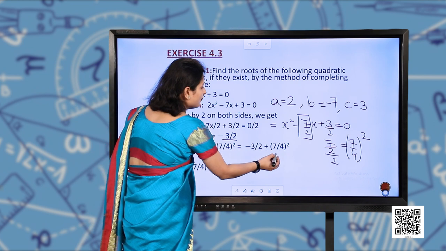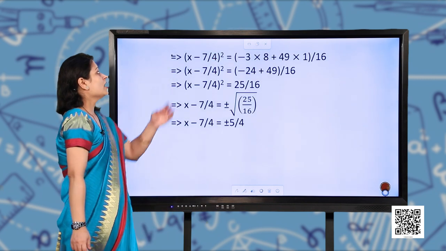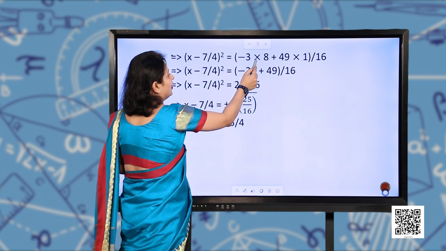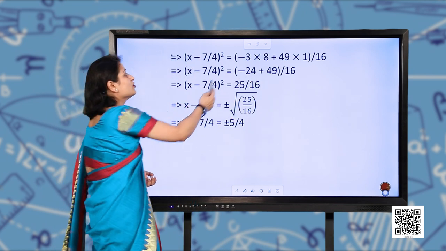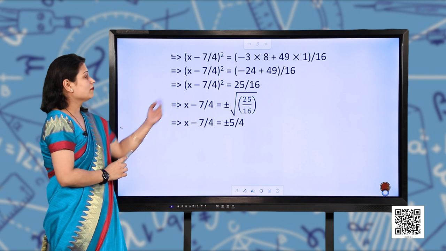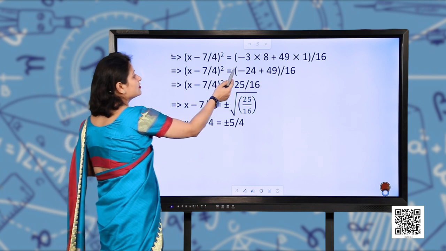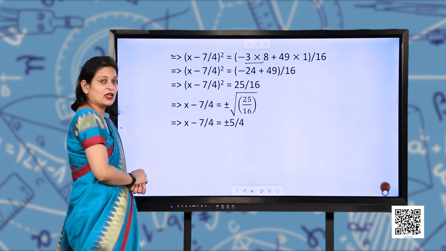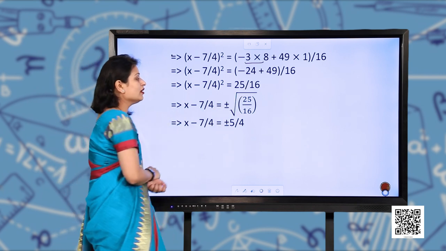And what is 7 by 4 whole square? It is 49 upon 16. Now, we will solve this equation. So, you will get x minus 7 by 4 whole square as minus 3 into 8, by taking the LCM as 16. First of all, solve the right hand side. So, you will get minus 3 into 8 plus 49 into 1 divided by 16. Again, we will solve this in the next step. So, x minus 7 by 4 whole square is equal to minus 24 plus 49 divided by 16, which is 25 upon 16.